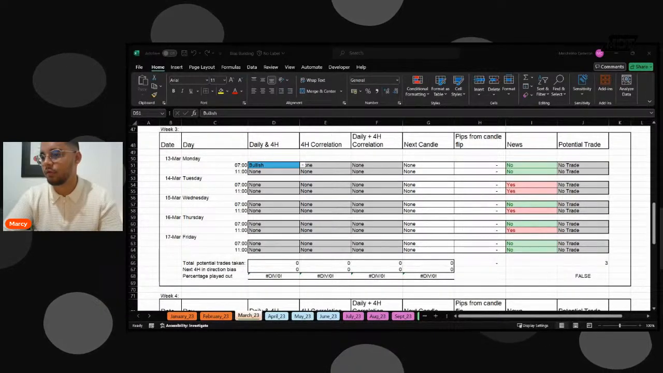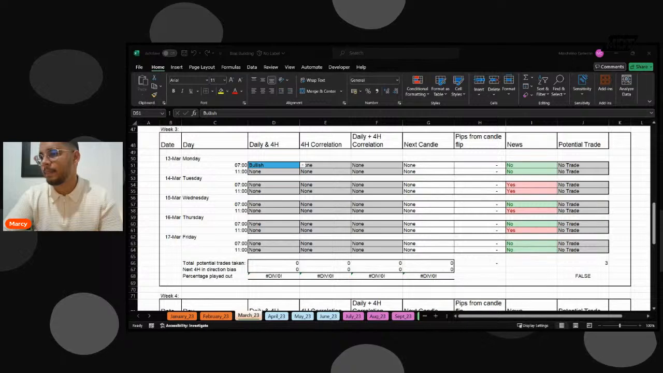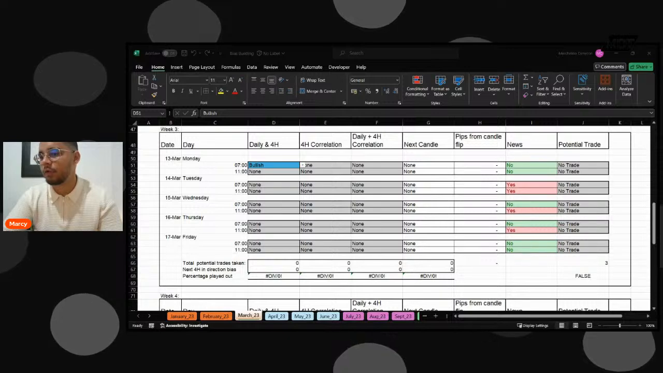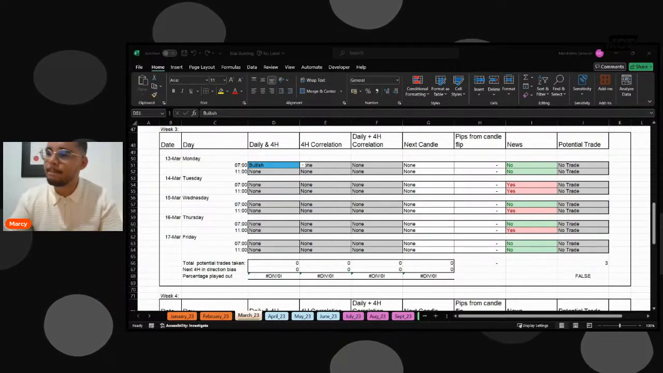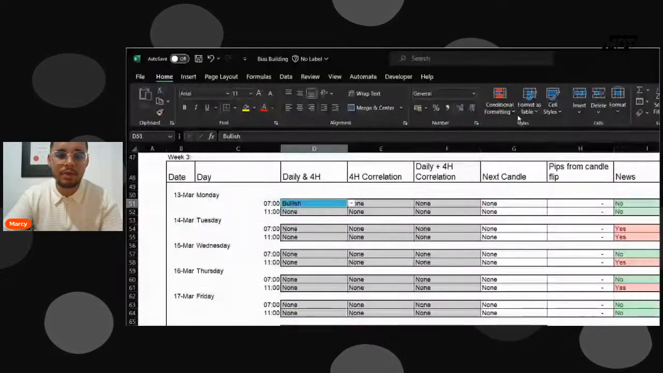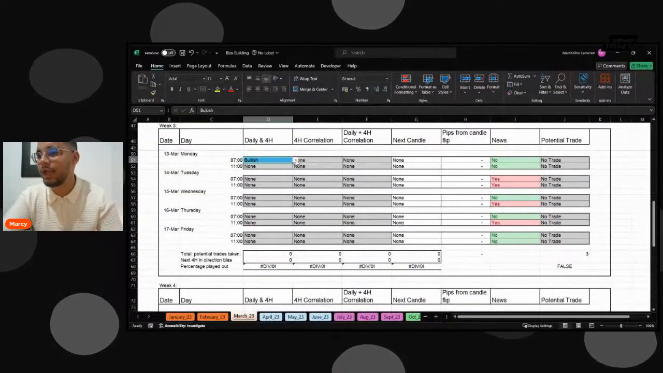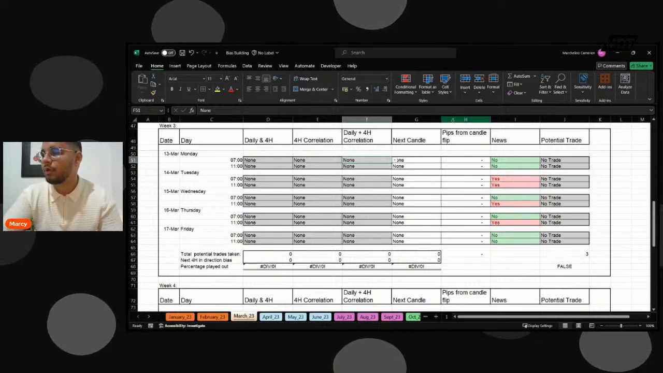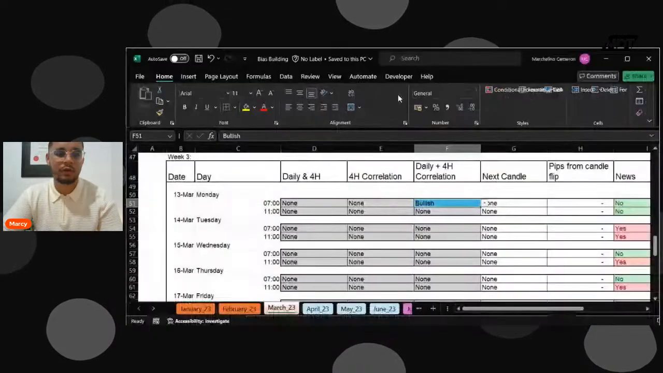Bullish candle closure. Bullish candle closure. Bullish candle closure. Bearish. And then we need one more bullish candle. Boom, let's go, baby. We have a bullish candle closure again. So what that means is this one is bullish. Bullish. Let me just save this.